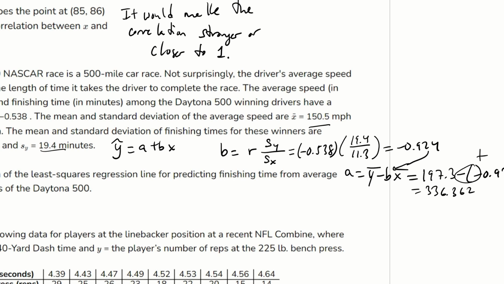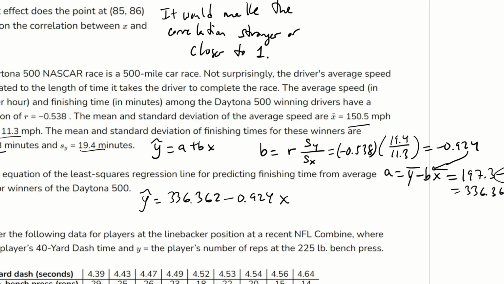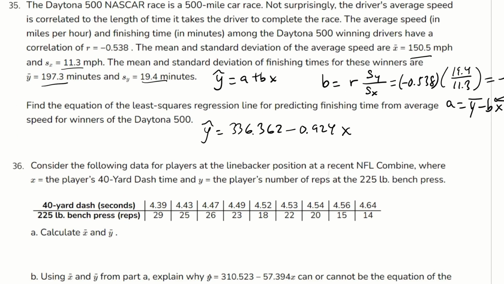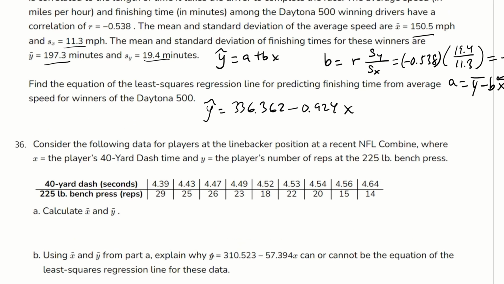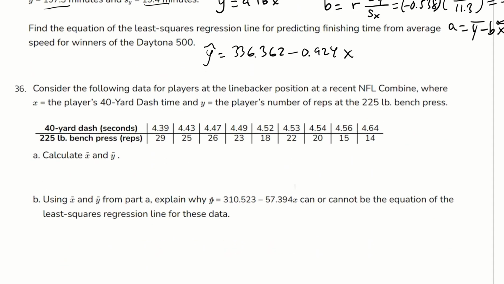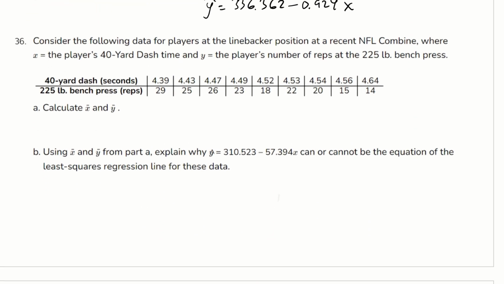All right, we're going to keep it to 3 decimal places. So y hat equals 336.362 minus 0.924x. There's our regression. All right, so now let's look at, oh, that's it. That's all they want us to do for that one. Sorry, I thought they wanted more than that. Okay, so we got the y hat equation for that one.